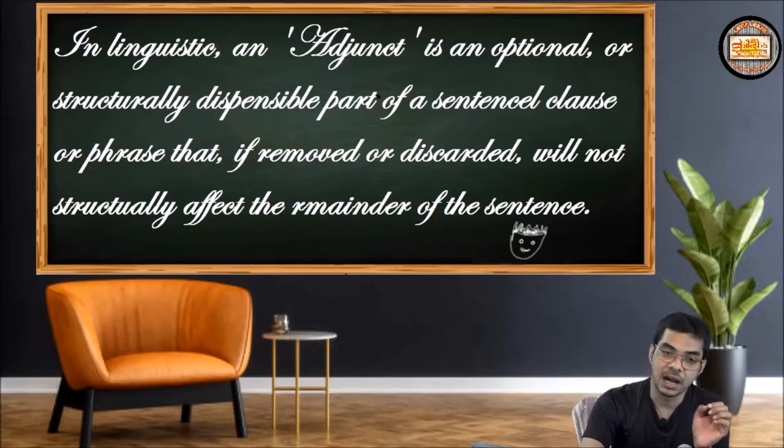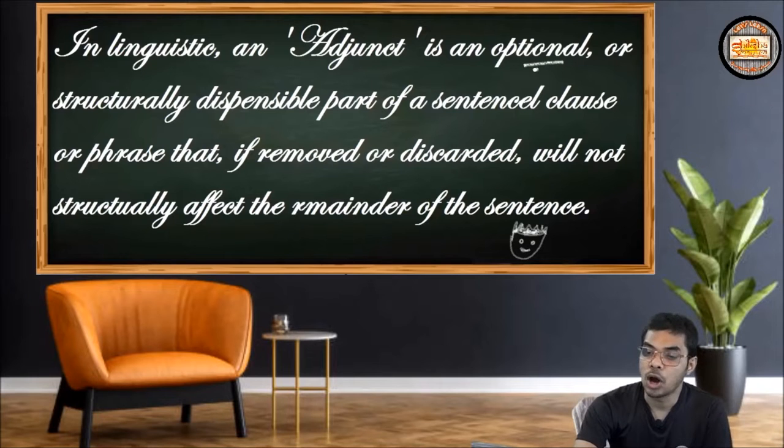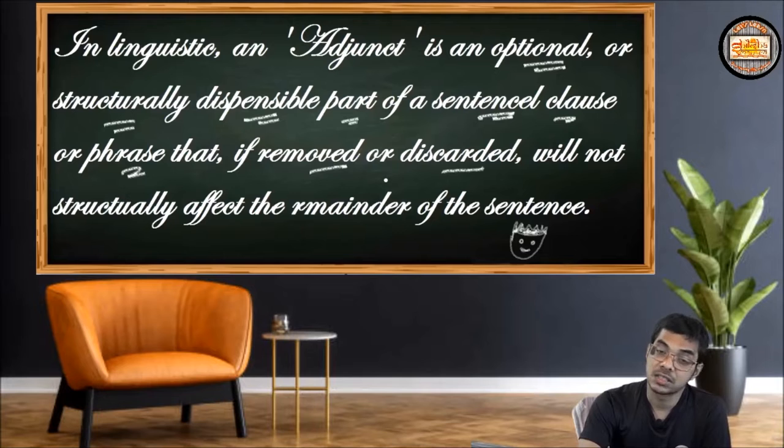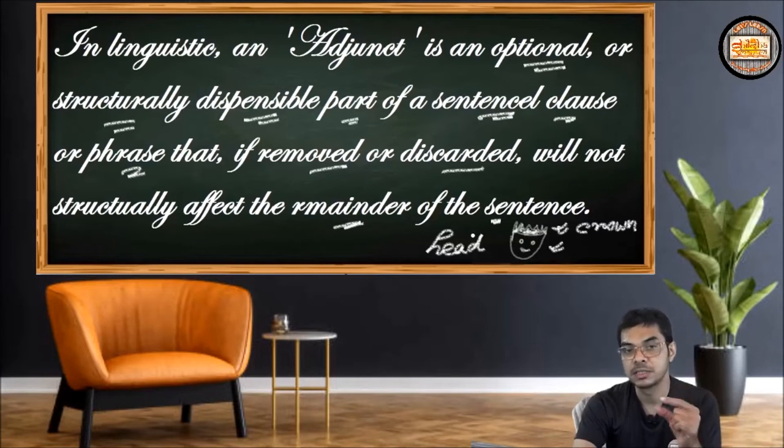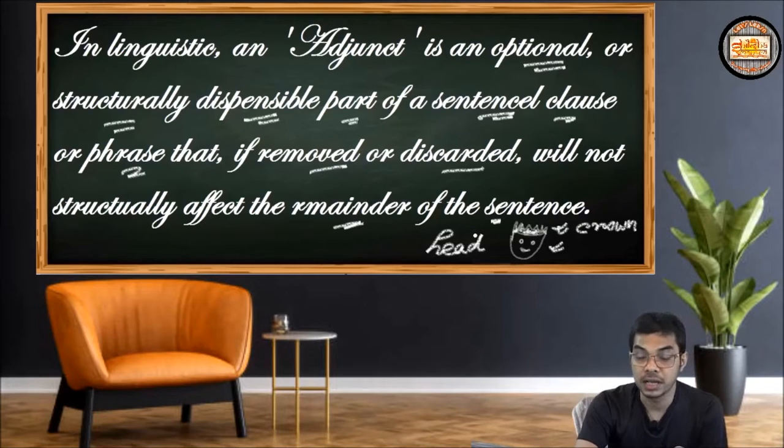So finally, let's find out what an adjunct is in linguistics. This is actually an optional or structurally dispensable part of a sentence or clause or phrase that if removed or discarded will not structurally affect the remainder of the sentence. So it's like that crown on a head. The head is important and not the crown. Yes, dear friends, there might be a crown or not, but what is important? Head is important. So crown is not an indispensable part of our head. It's only an ornamentation.